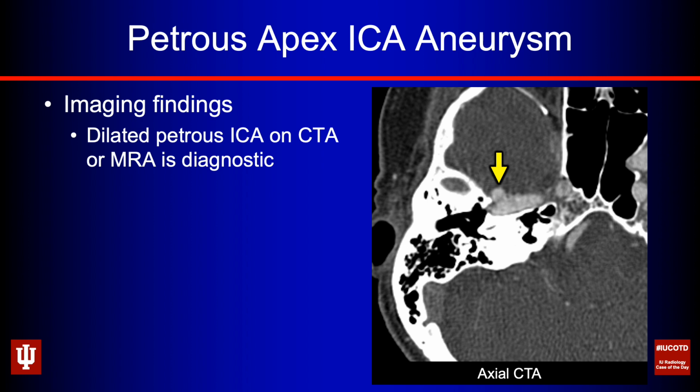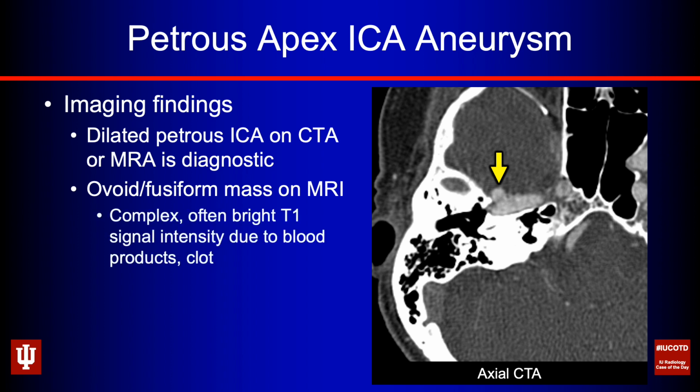Well, fortunately, the imaging is quite good here. So it's reliably seen on imaging, and you're looking for dilatation of the ICA on CTA or MRA. I mean, that's the stuff that we look for already, so you know what it looks like. If you're doing conventional MRI that's non-vascular, these patients may have ovoid or fusiform masses, and it can be quite complex in terms of its wall signal characteristics.